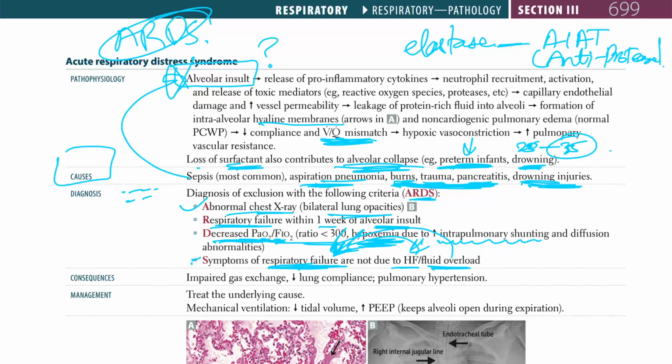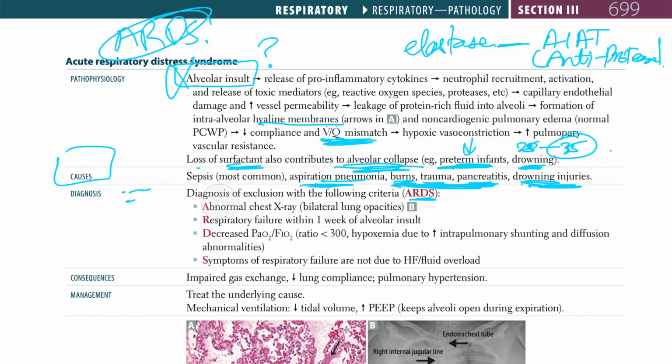So this criteria then becomes important, right? Because that's how you diagnose it. So again, ARDS: simple, abnormal chest x-ray. Second thing, respiratory failure within 1 week of insult, decreased PaO2, hypoxemia. And fourth thing, respiratory failure not due to these two things, heart failure or fluid overload.